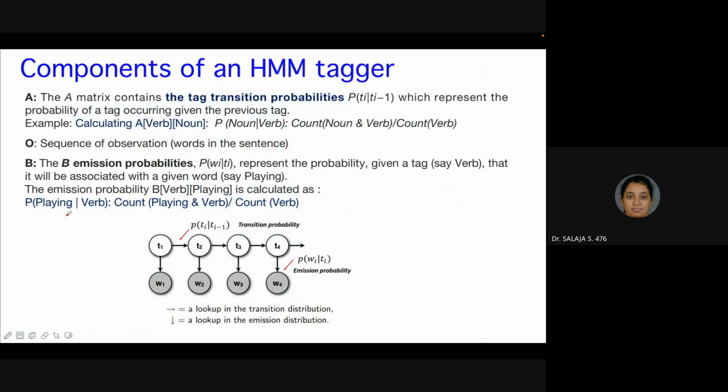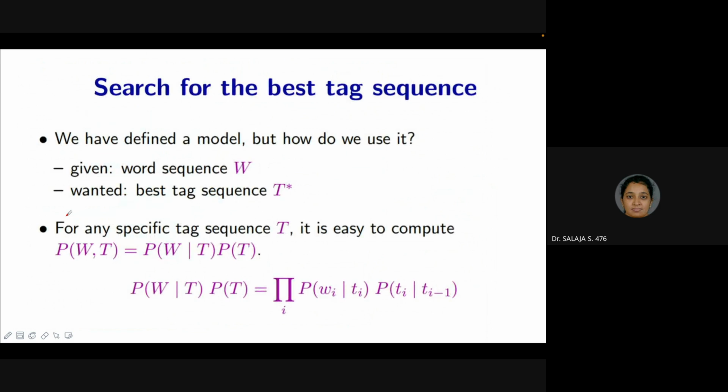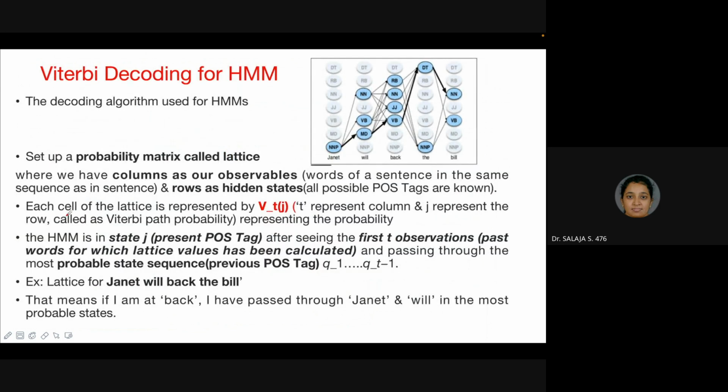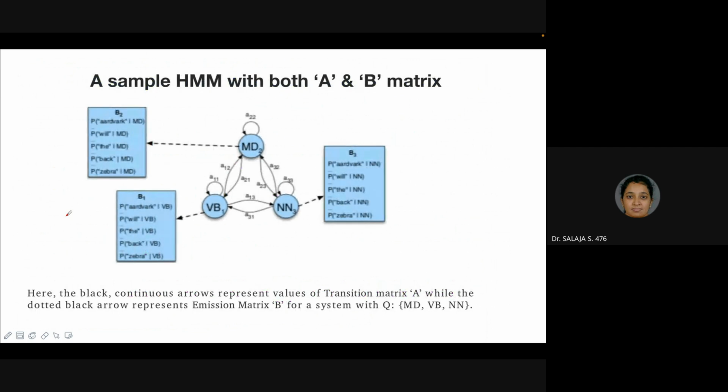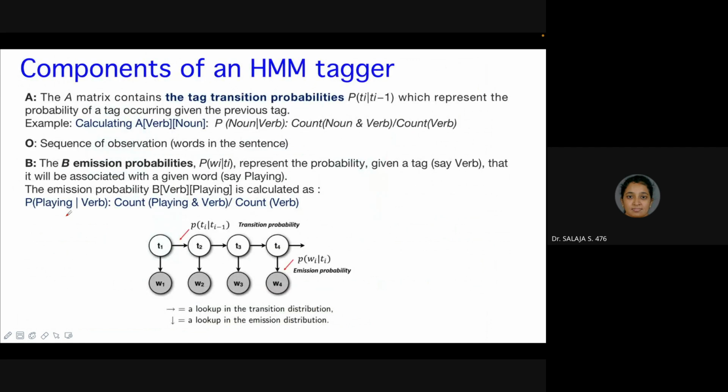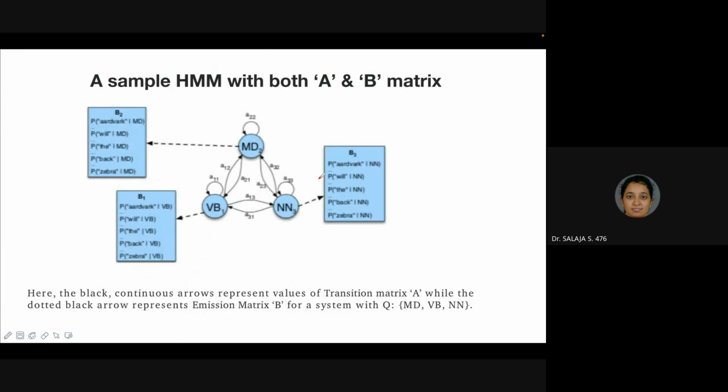Now, with this example, let us try to work on the Viterbi decoding, but first we talk about the specific instance. The transition probability is moving from one state to another. Emission probability is based on what word occurs, so you have to look up the emission distribution. It represents the probability of a word every time. So these two are the main things.